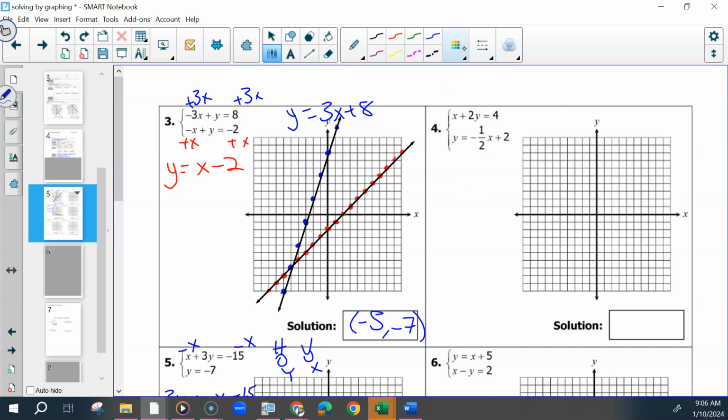We have to solve one of these. The other one is already given. So when we subtract x to the other side and divide everything by 2, we have y equals negative 1/2 x plus 2. What do you notice about these two equations? They're the same, which means your solution is going to be what?